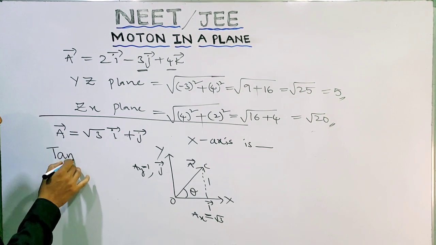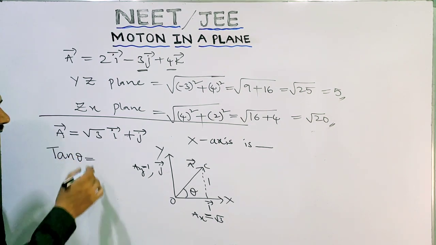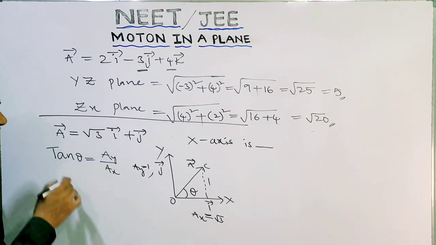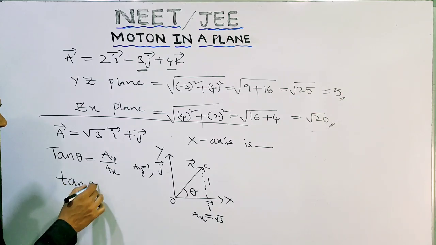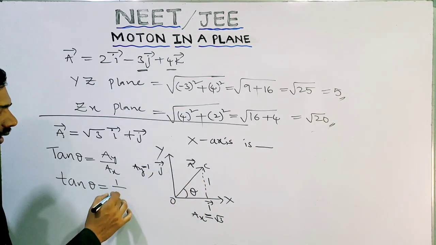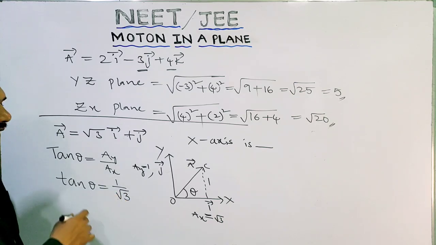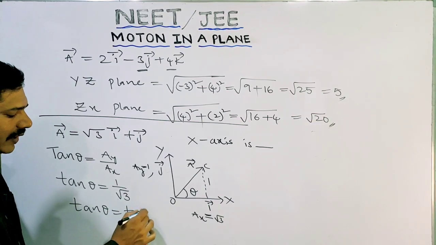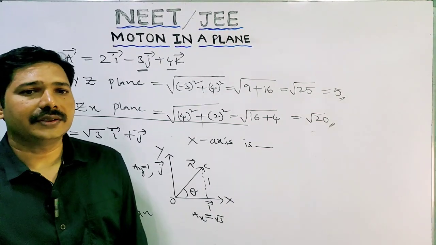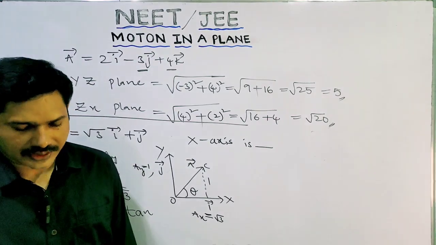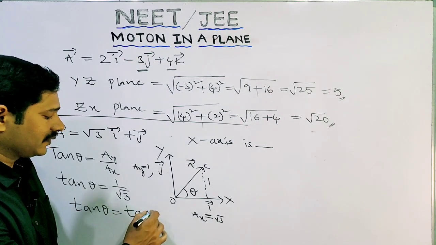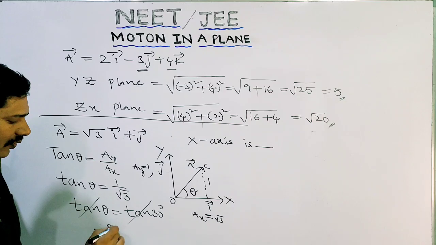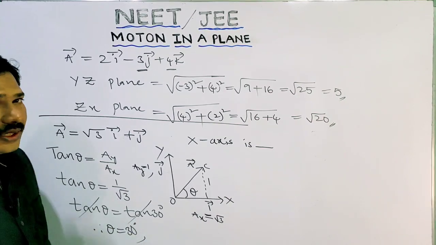Tan theta equal to opposite by adjacent. The opposite side is 1 and the adjacent is root 3. Tan theta equal to 1 by root 3. In the tan table, when will we get 1 by root 3? For 30 degrees, we get tan 30 degrees. Cancelling tan, therefore theta equal to 30 degrees. But in the options they have given radians.